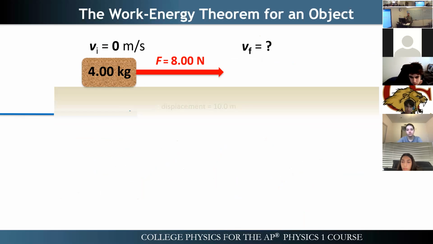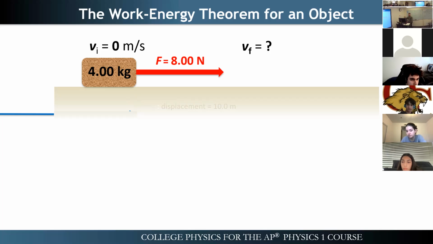All right, now let's prove the work energy theorem with 3 different forces. First, we're going to look at a force pulling to the right while it's moving to the right. Then we're going to look at a force pulling up while it's moving to the right. Then we're going to look at a force pulling left while it's moving to the right, and see how the force changes in those 3 different scenarios.